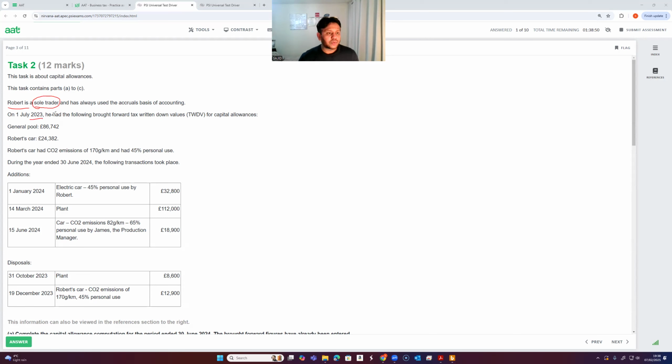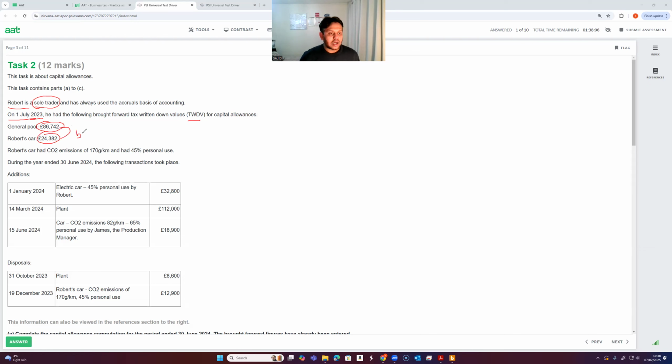On 1st July 2023, he had the following brought forward tax written down values, so TWDV for the opening balance. It will always be given in the exam. Be very careful with the dates, because sometimes the accounting period can be more than 12 months. We have the opening balance for the general pool, 86,742. When you come to the table, you will see this general pool balance, 86,742, already there. And also Robert's car, 24,382, is also an opening balance.